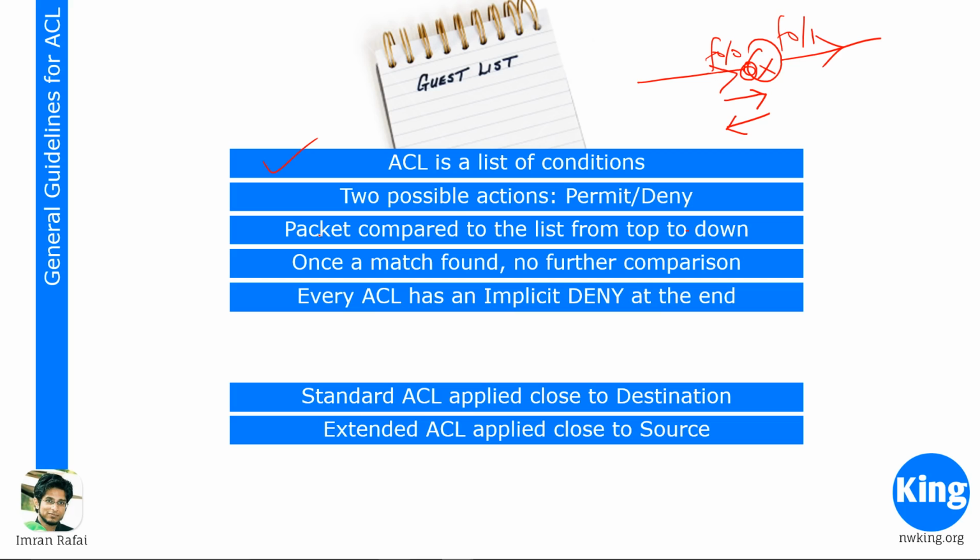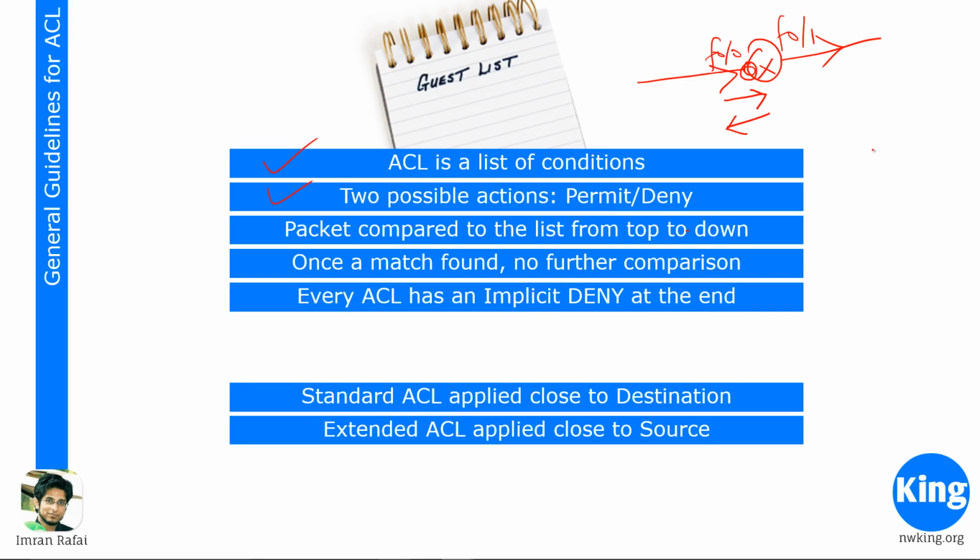So after you identify the condition, there are only two possible actions. You can say permit or deny, right? So you can say permit traffic going to 192.168.1.30 and deny packets going to 192.168.1.10, right? So you can only put either permit or deny. In one ACL you can have multiple lists, right? Multiple number of conditions, but each of those conditions has to be a permit or a deny.